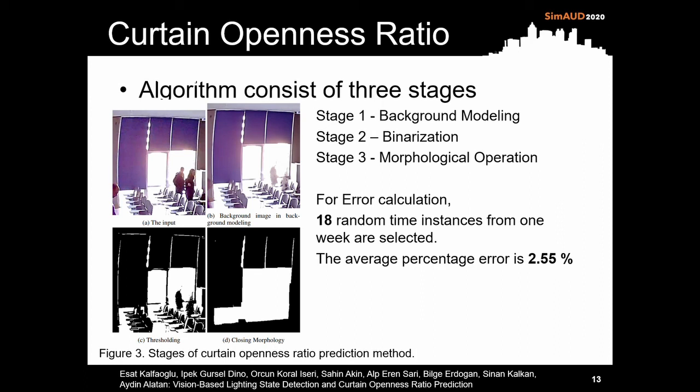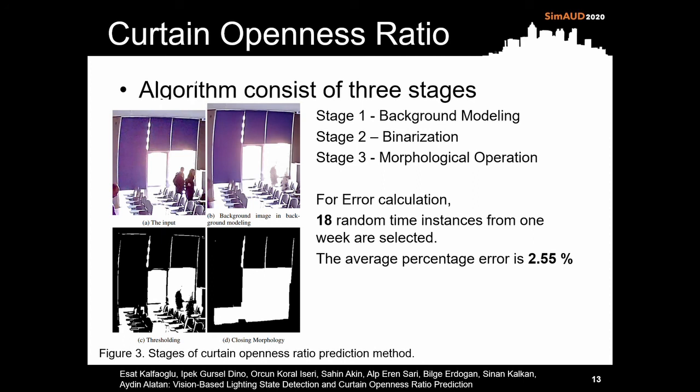The first stage of the proposed method is background modeling, in which the foregrounds are removed to some extent as seen in the B part of the figure. The second stage is binarization, or thresholding, and the output of this stage is shown in the C part of the figure. Then, with the morphology operation at the final stage, the imperfections and the occluding objects are removed as shown in the D part of the figure.